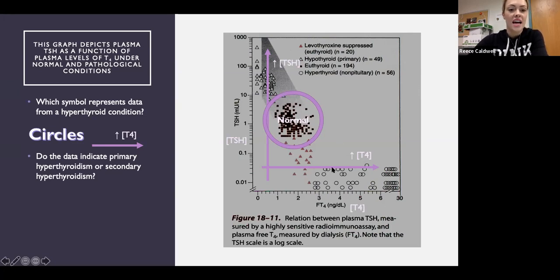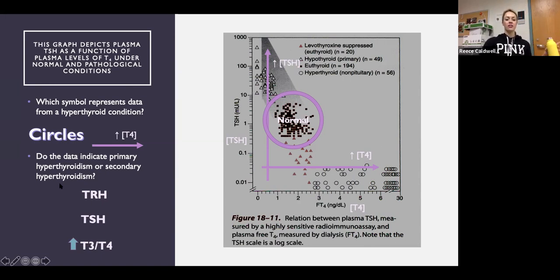Now we're asked, do the data indicate primary hyperthyroidism or secondary hyperthyroidism? Anytime we're trying to determine this, we can draw out our hormonal pathway for thyroid hormone, and we can work through our methods again. So we know we're increasing the release of thyroid hormone.